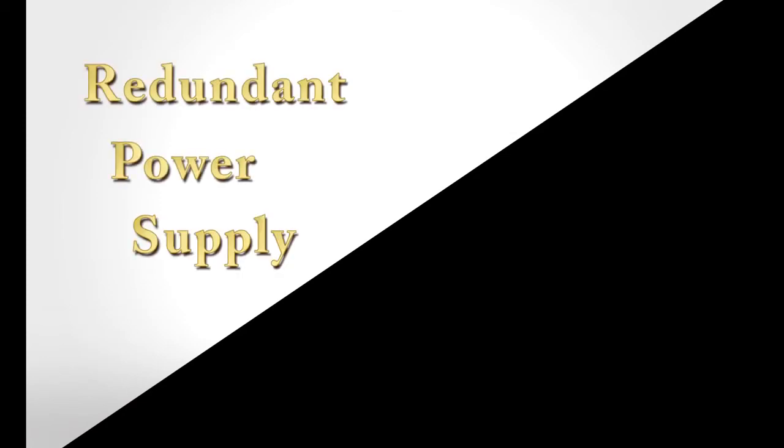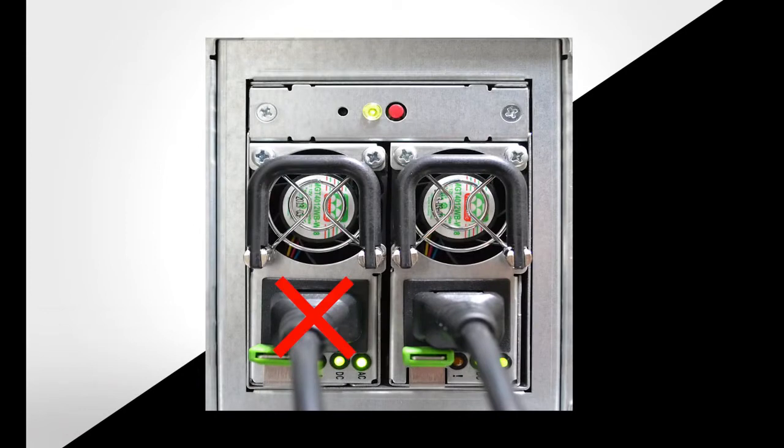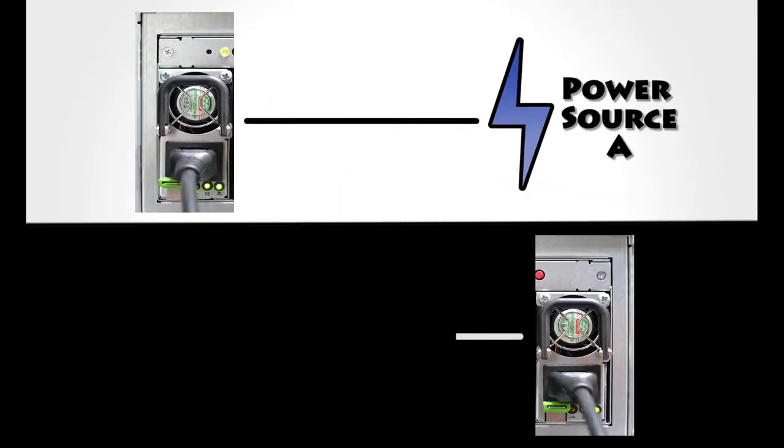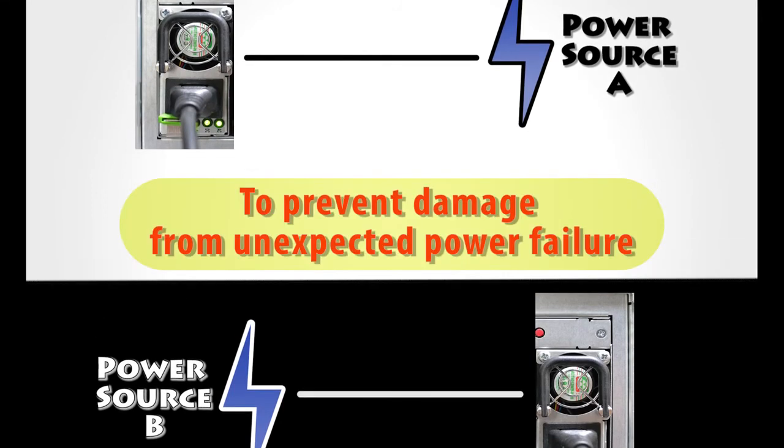If you often need to manage SmartView from the WAN side, this is very handy. The second one is redundant power supply. Redundant power supply means more safety. When one power supply is down, the other can continue to offer power for the system's operation. Also, you can connect these two power supplies to different power sources to reduce the chances of damage from unexpected power failure.